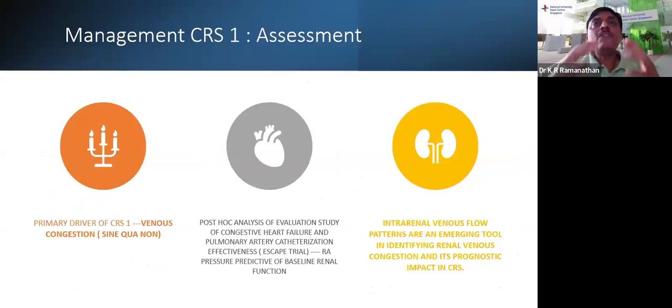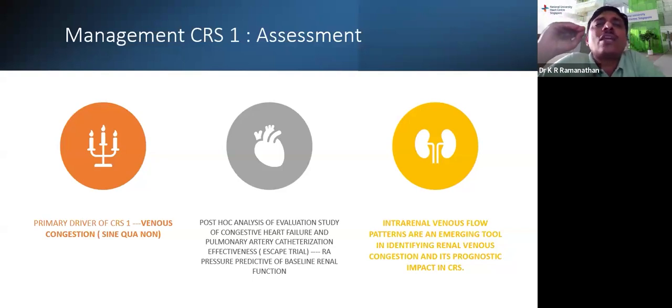So if you have to manage this patient from here on, the management principles are more or less the same. The primary driver of any cardiorenal syndrome, especially type 1 cardiorenal syndrome, is venous congestion. So if that is the sine qua non of CRS1, the management essentially should be decongestion at all costs.